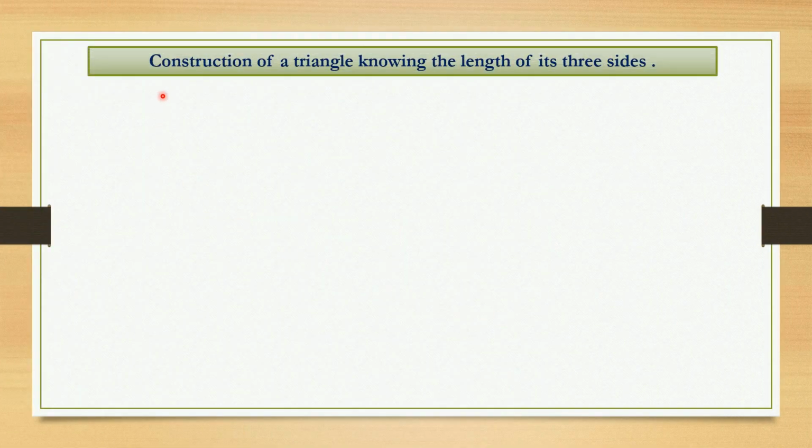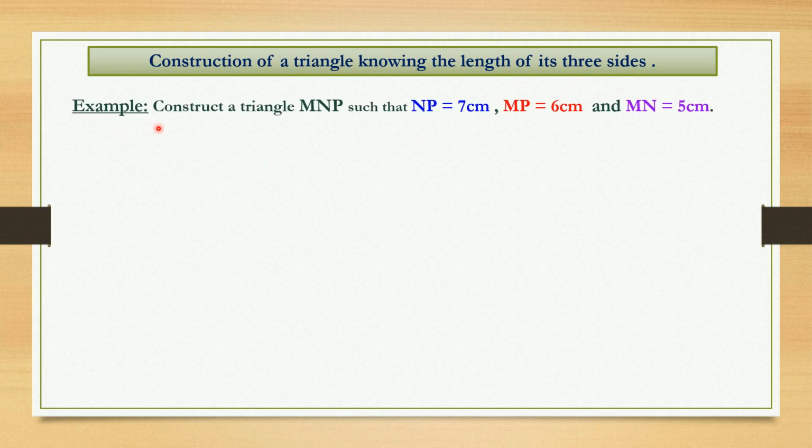Now let's continue with our final method of construction of a triangle knowing the length of its three sides. Example: construct a triangle MNP such that segment NP equals 7 centimeters, segment MP equals 6 centimeters, and segment MN equals 5 centimeters.